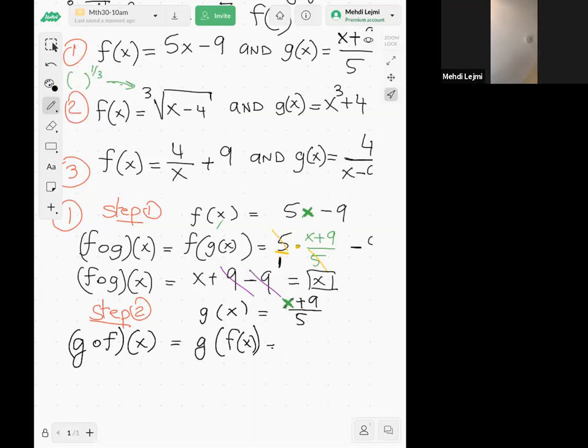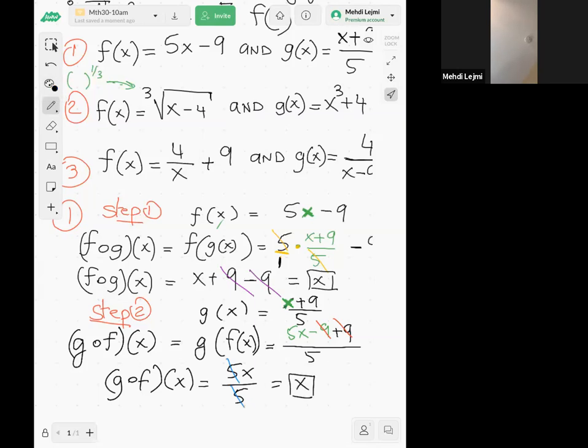So my f of x, of course, is 5x minus 9. So it's going to be 5x minus 9, and there's plus 9, and then the whole thing, of course, divided by 5. Right, so I just substitute x by f of x. Now minus 9 plus 9, the 9 cancels out. So it's just 5x over 5. And so g composed with f is going to be x, right? This 5 here cancels out, so this is just x.